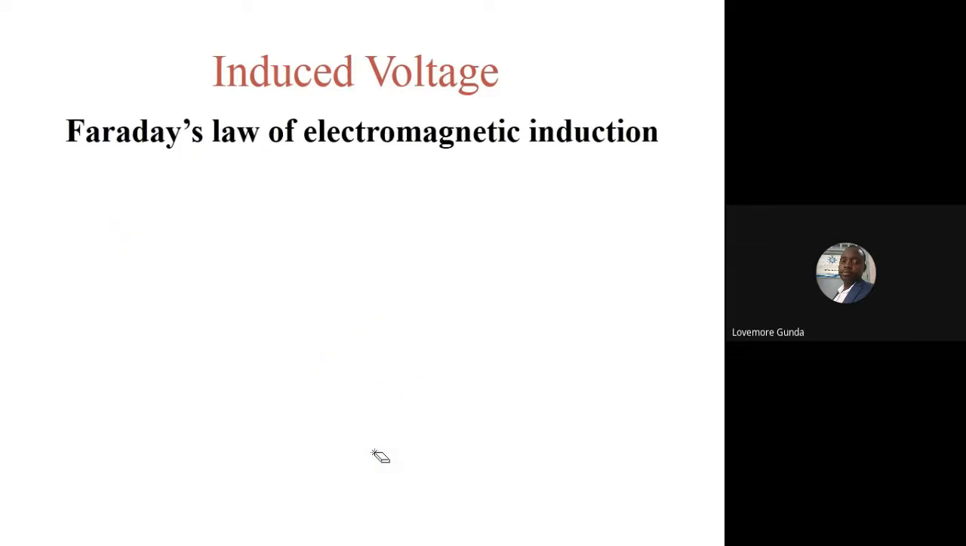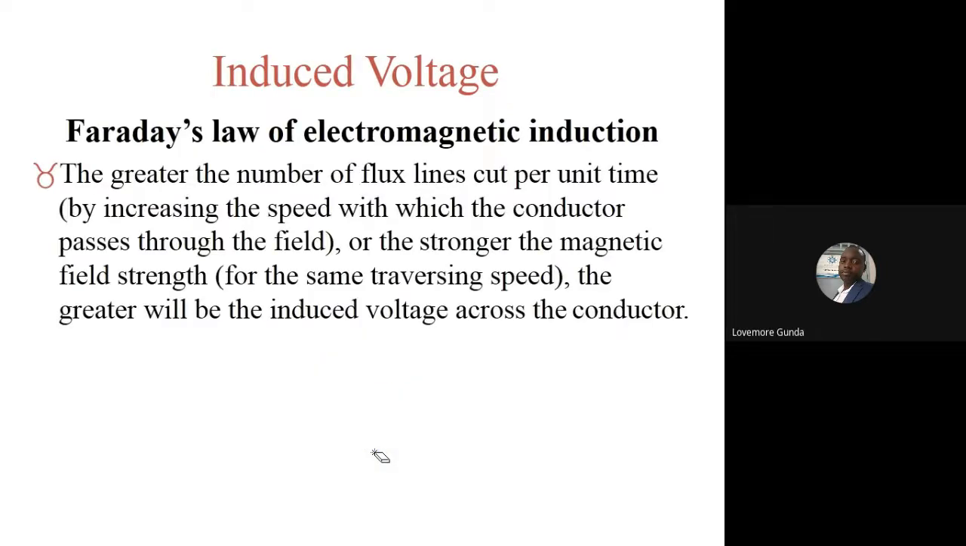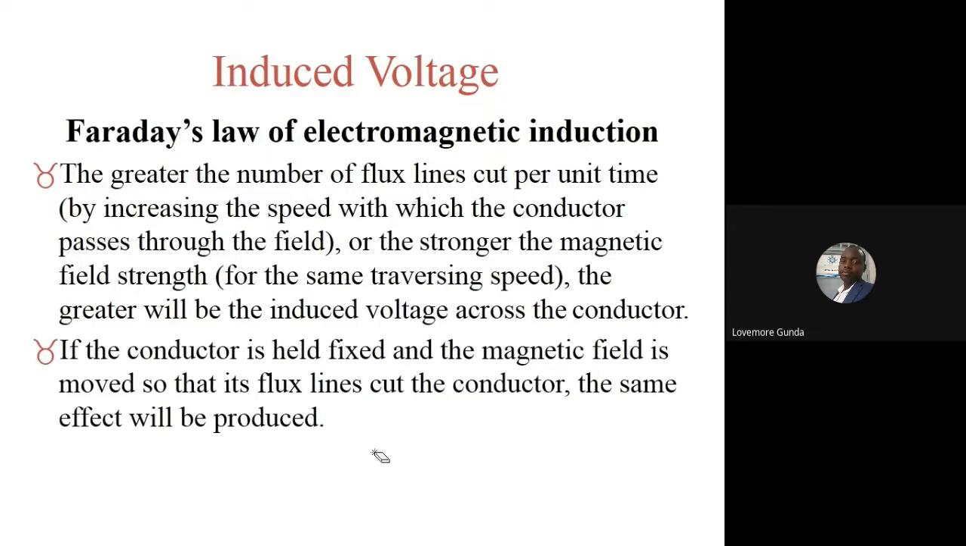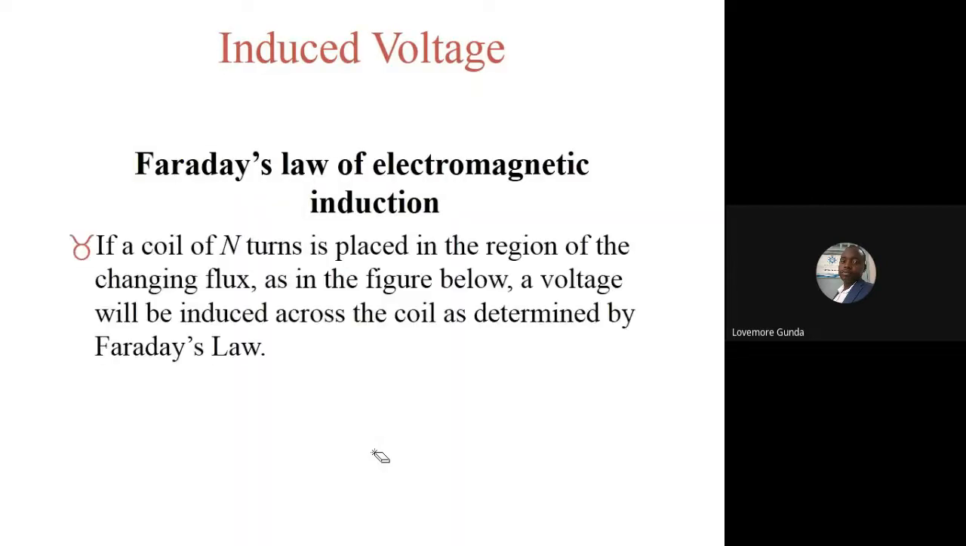Then there's Faraday's law of electromagnetic induction. In general, the greater the number of flux lines cut per unit time, or the stronger the magnetic field strength, the greater the induced voltage across the conductor. If the conductor is held fixed and the magnetic field is moved so that the flux lines cut the conductor, we still get the same effect.